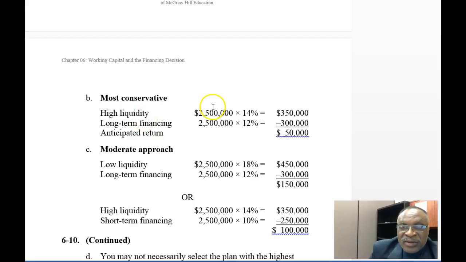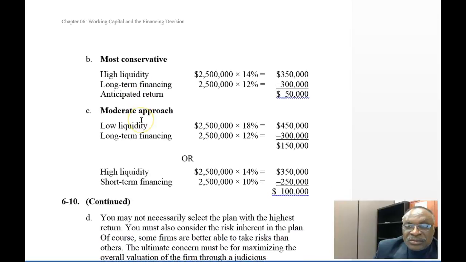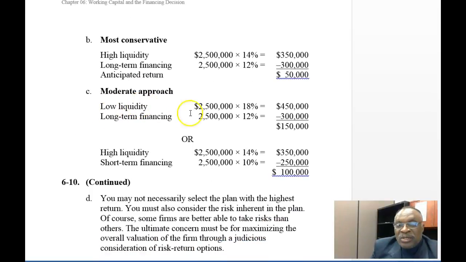High liquidity, 2.5 times 14%, that is 350. Long term, 2.5 times 12, 290. Anticipated return, 50,000. Moderate approach. Lower liquidity, 2.5 million times this, 450. And then long-term financing times 12, you back out the 300,000 from 450, you have 150. Or if you decide to go high liquidity, you would have 2.5 million times 14%, which is 350,000. Short-term financing of 2.5 times 10%, which is minus 250, which is this.